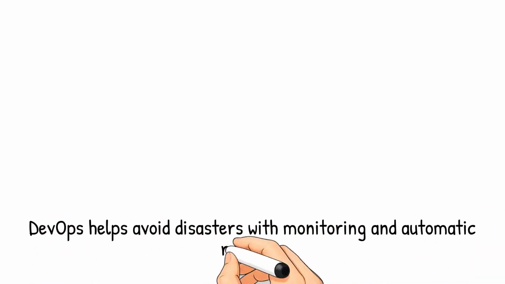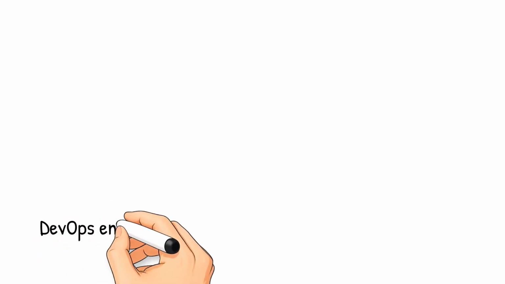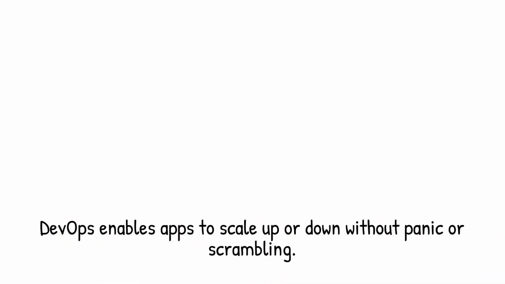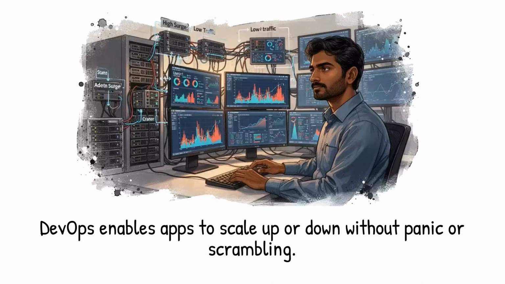3. Fewer disasters. That dreaded 2 a.m. server crash, with monitoring and automatic rollbacks, problems get caught and fixed before most users even notice. 4. Scale. When millions of people use an app at once, automation lets it grow to handle the load, then shrink back down. No panic, no manual scrambling.